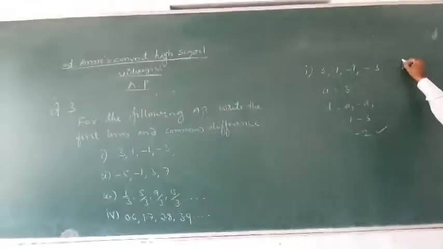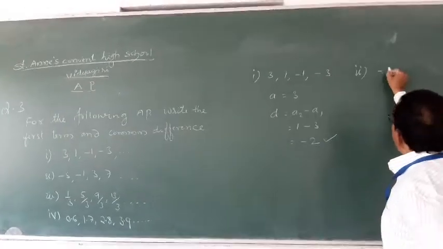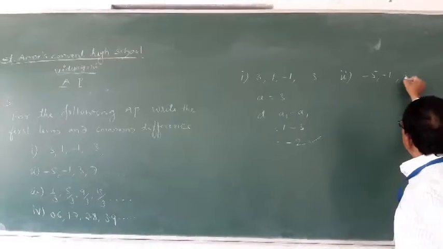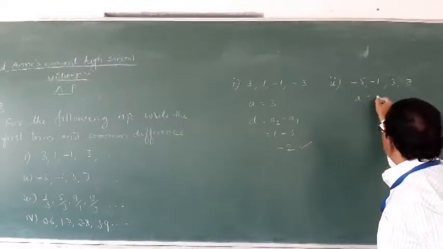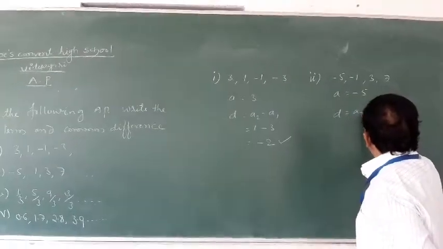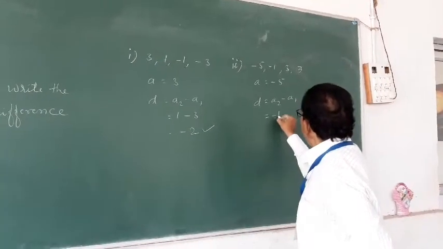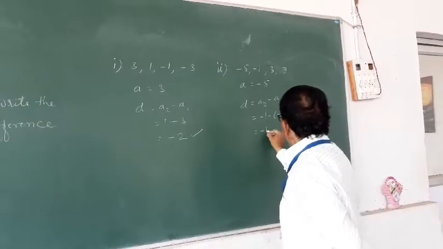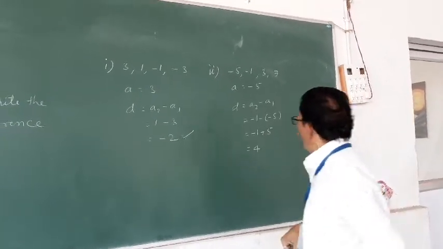In case of second one, minus 5, minus 1, 3, 7. First term A equals minus 5. D equals A2 minus A1. A2 is minus 1, minus of minus 5, that is minus 1 plus 5, that equals 4.